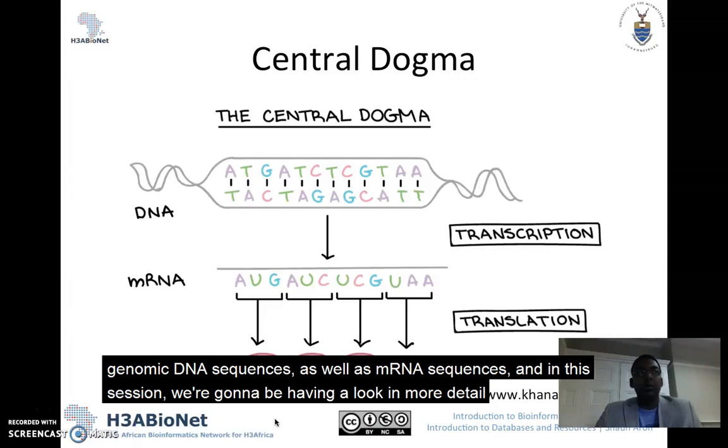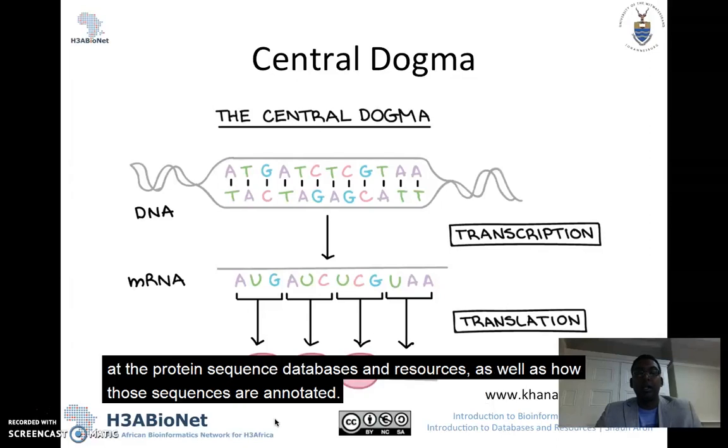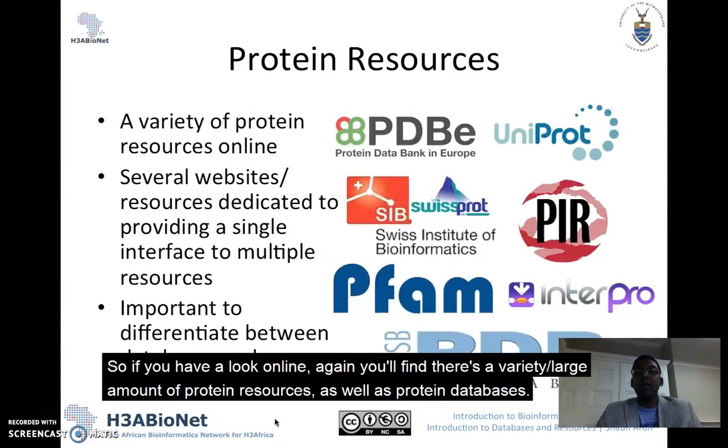And in this session, we're going to be having a look in more detail at the protein sequence databases and resources, as well as how those sequences are annotated. So if you have a look online, again, you'll find that there's a variety and a large amount of different protein resources, as well as protein databases.